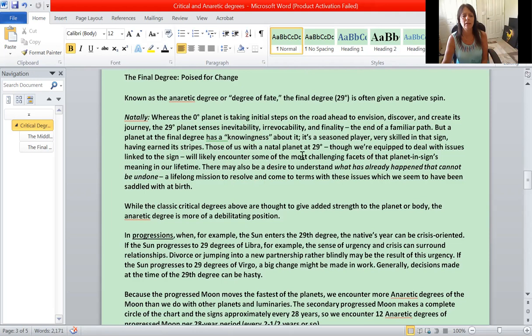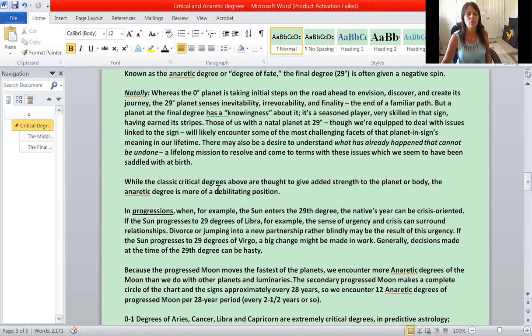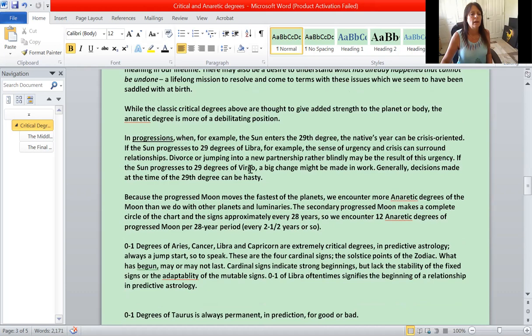Those of us with natal planets at 29, although we're equipped to deal with issues linked to that sign, likely encounter some of the most challenging facets of that planet's in-sign meaning in our lives. And again, not only natally, but progressed. And if we live more than 30 years, we'll all get at least one planet that's at 29 degrees. There may also be a desire to understand what has already happened that cannot be undone, a lifelong mission to resolve and come to terms with those issues which we seem to have been saddled with at birth. All right, we said that, it adds strength.